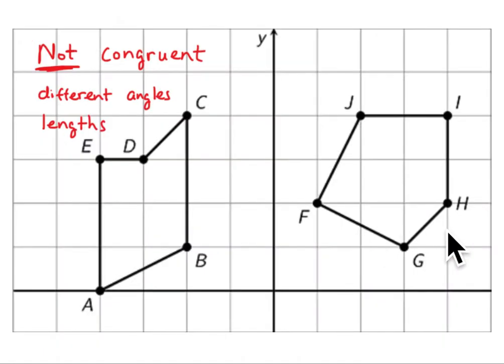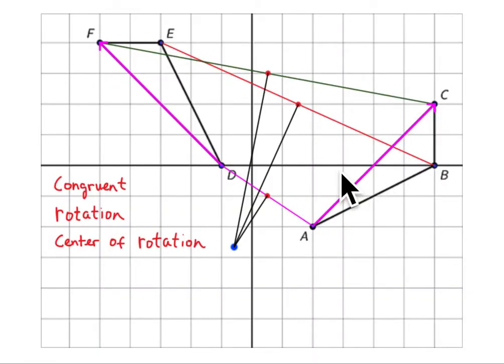The next one, it's pretty easy to see that these angles are different. There are several angles that do not match. So these two images are not congruent. You could not slide this over, rotate, reflect, and get it to map exactly to this figure. The third one is congruent.